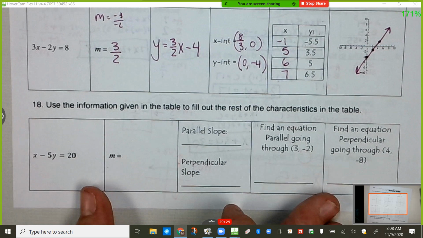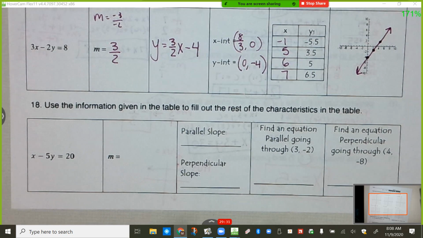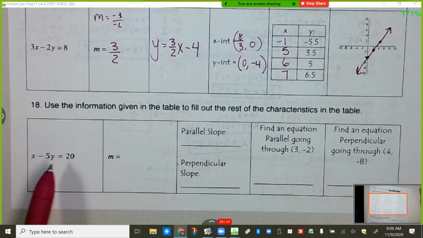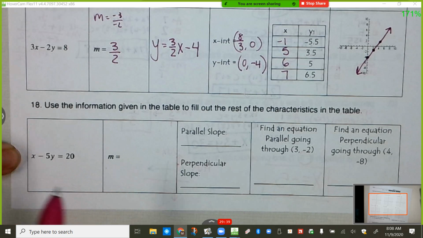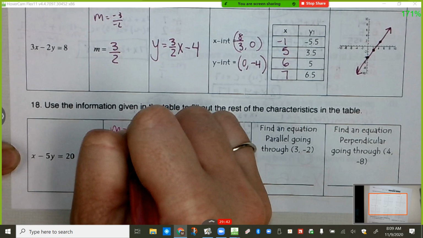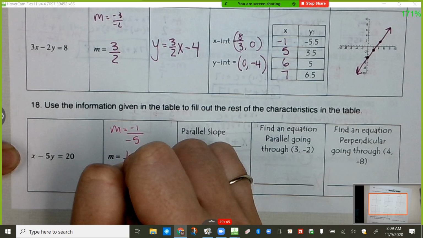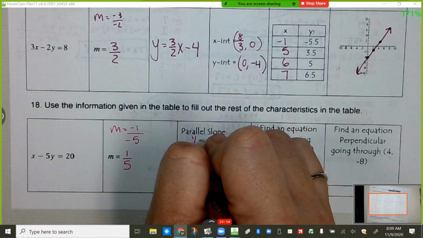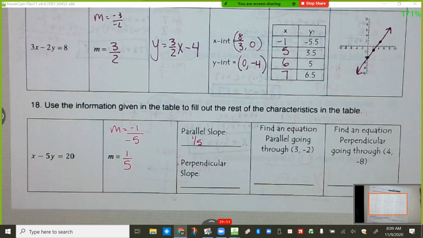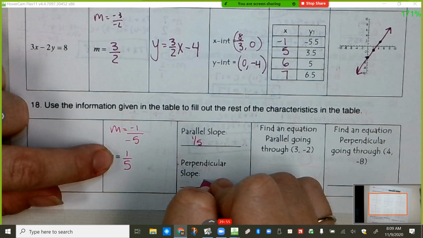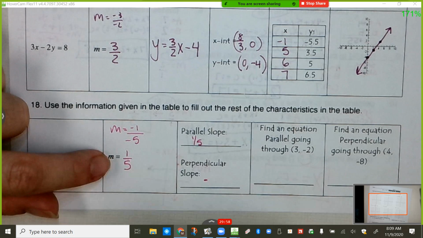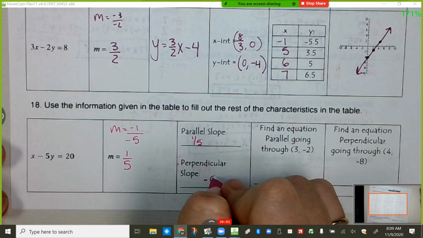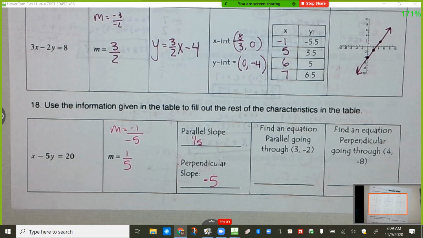Okay, then this last one. The ones on your assessment are prettier than this, I'm sorry. Again, it gives me standard form. Remember, opposite of A, so negative 1 over B, so I know my slope is 1/5. Now, parallel means same slope, right? So 1/5 is my parallel slope. Perpendicular, though, this is positive, so my perpendicular slope is going to be negative. And when I flip it, I get 5 over 1, which is just 5. Negative 5 is because that's the opposite reciprocal.